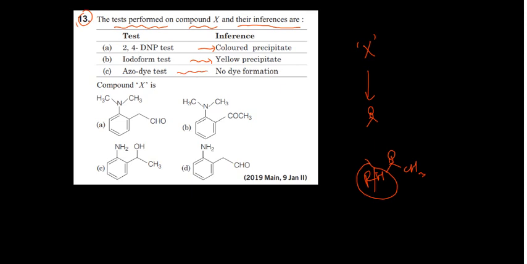Azo dye test, no dye formation. Azo dye test not giving means it is not a primary amine. There should not be an aniline type structure. Okay, so CHO is there, but the iodoform test is not giving. This one is giving iodoform, as the C double bond O CH3 group is there. So your answer will be B.